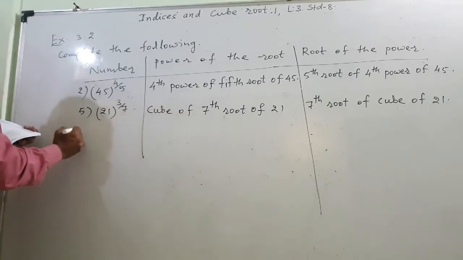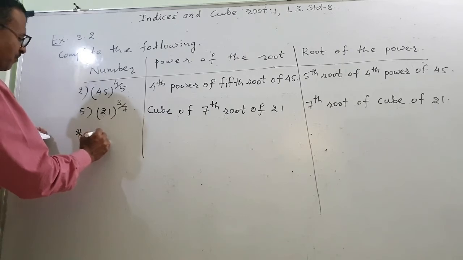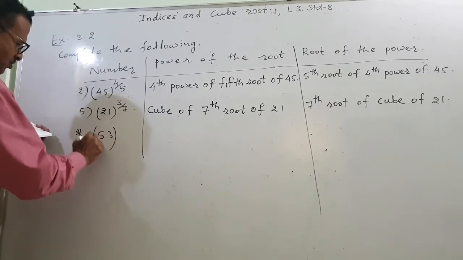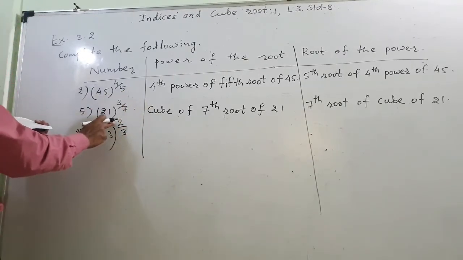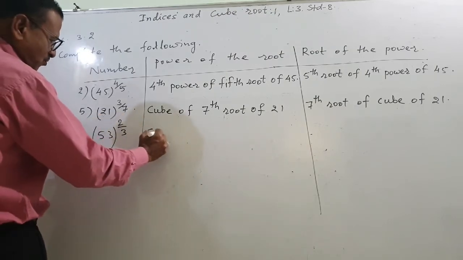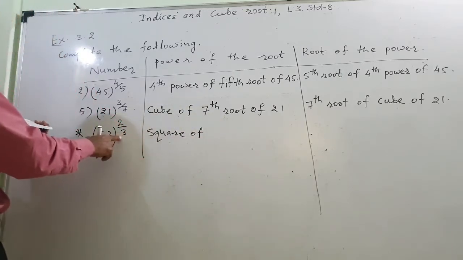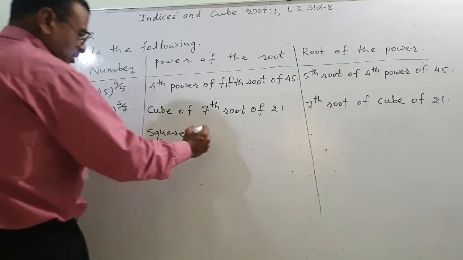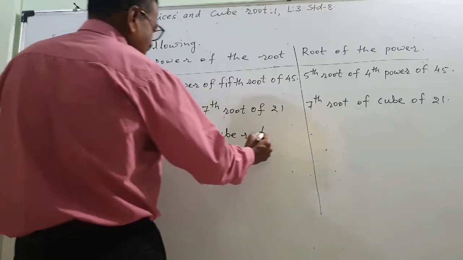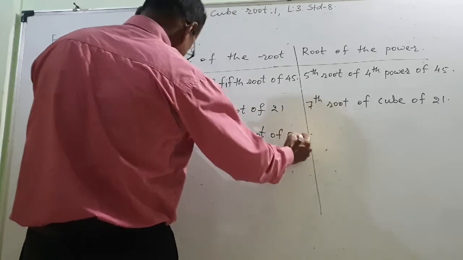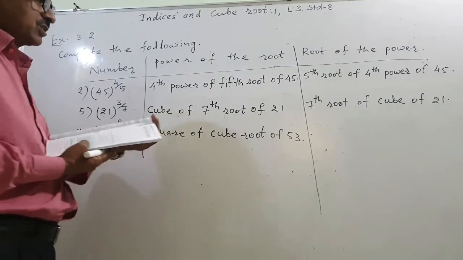Understood this? Another one sum I have to take, that is not given. So say suppose 53 raised to 2 upon 3. Which is the power? 2 is the power. So it is called as the square of. This is the cube root. Upon 3 means the cube root of 53. Why I have taken this? Because this type of the sum is not given in the textbook. So that's why I have taken this in the question.